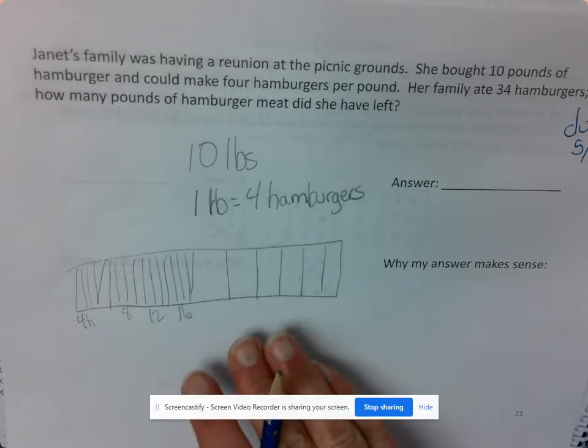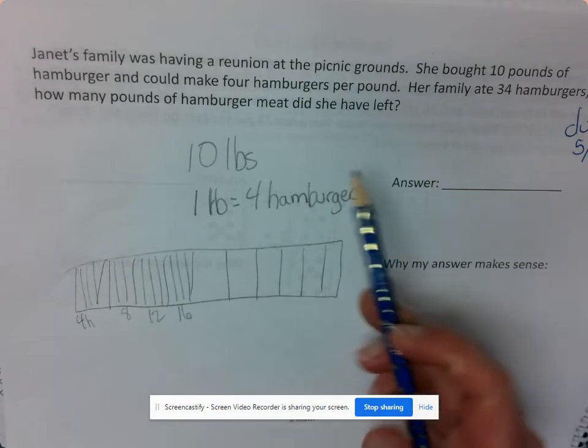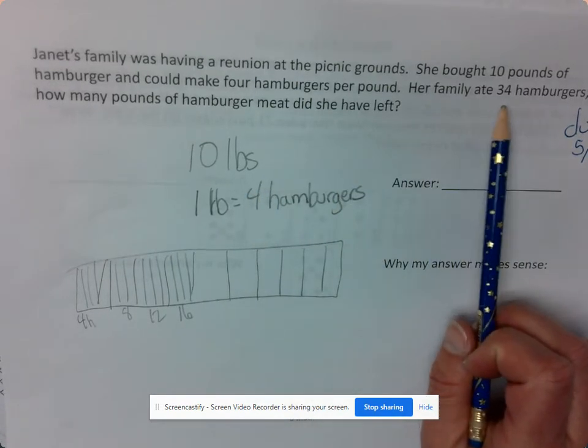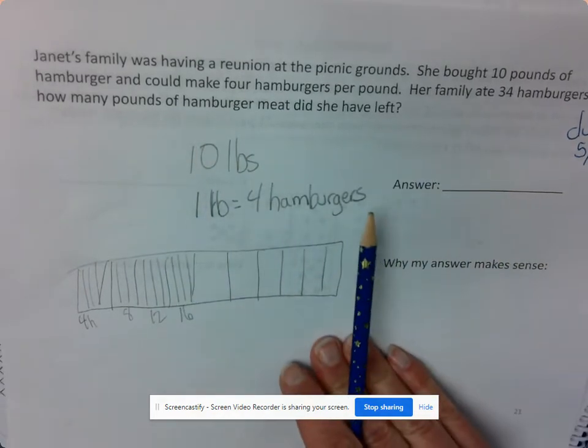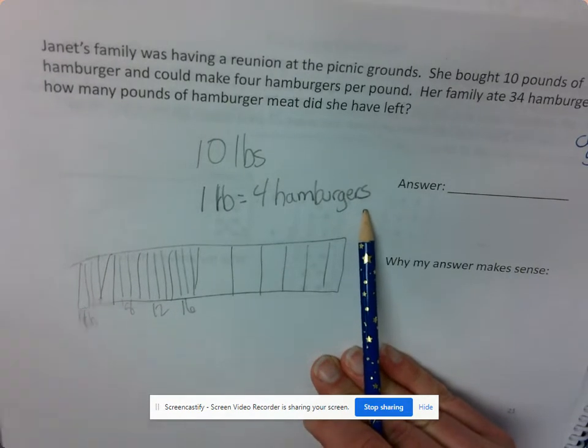Ryan? Wait, what's the next one? Look for how many pounds you need? 30 something? Well, look up at our problem here. Her family ate 34 hamburgers. So how many pounds of hamburgers are left over? Let's look at our next question.